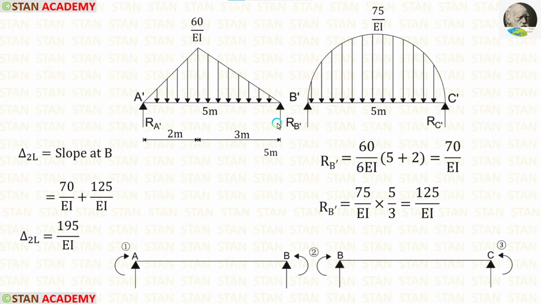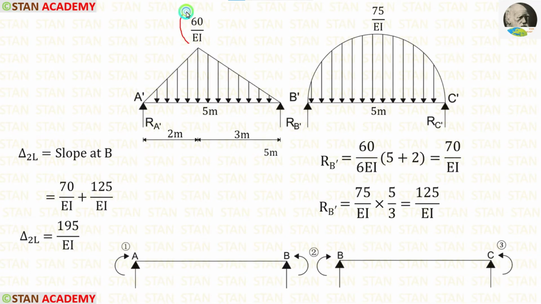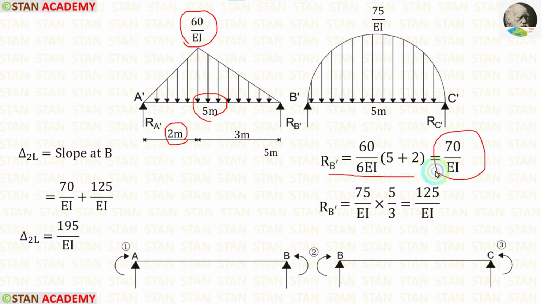We have to calculate RB dash 2 times, first from the first beam, then from the second beam. First, let us calculate RB dash in the first beam. The formula to calculate RB dash is W upon 6 into L plus A. Here W is 60 upon EI, L is 5, A is 2. When we apply the values inside the formula, we are getting 70 upon EI.